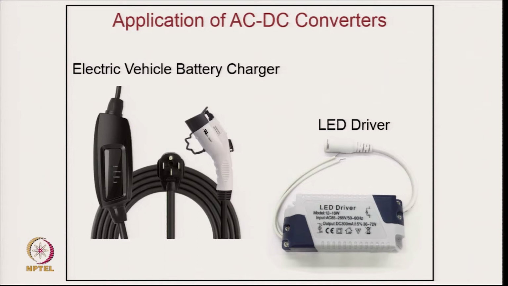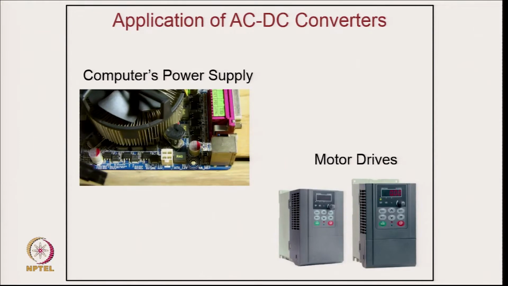Because the battery is DC, they use DC charging, and the supply is normally either single phase or 3 phase depending upon the power. So all the different kinds of vehicle chargers are now coming up. Or you have LED driver circuits for lighting at different power levels, starting from a few watts to maybe 12 to 18 watts as a typical example, or computer power supplies.